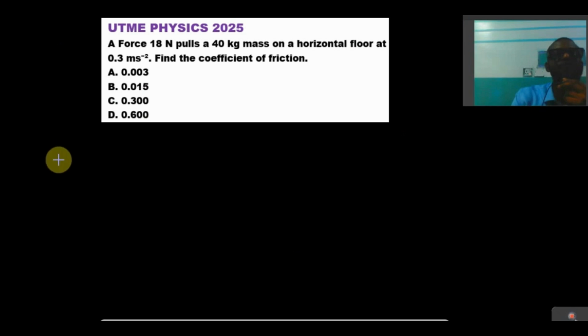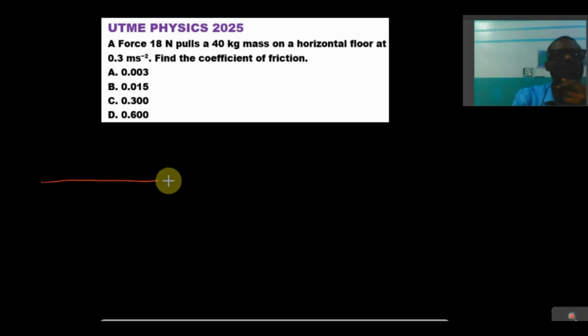A force of 18 N pulls a 40 kg mass on a horizontal floor at an acceleration of 0.3 meter per second squared. Find the coefficient of friction.